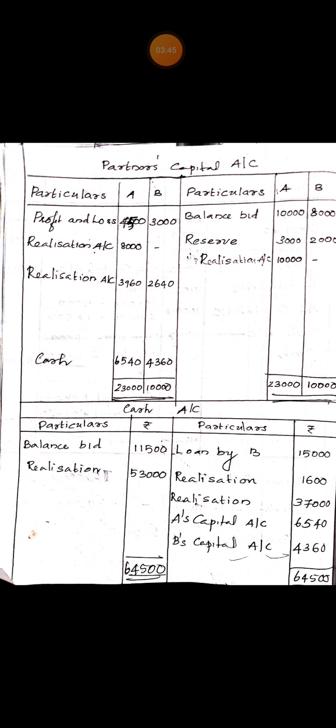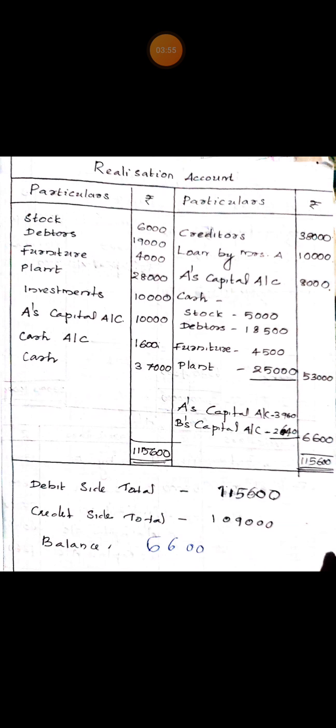Then next, other assets: stock, debtors, furniture, plant, investment. All are assets having realizable value. Transfer it to the debit side of realization account. Stock 6,000, debtors 19,000, furniture 4,000, plant 28,000, investments 10,000.